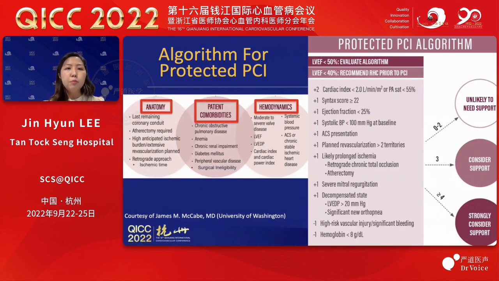This is one algorithm that was proposed by McCabe from the University of Washington. He looked at several factors that you score, and if the score is 4 or more, then strongly consider support. One of the interesting findings is that he used right heart cath readings: cardiac index less than 2, or PA sat less than 55. So it stresses the importance of knowing the baseline hemodynamics even before we consider support, and even during the case, serially monitoring the PA pressures and using the right heart readings to decide whether the patient can be weaned off the MCS on table.